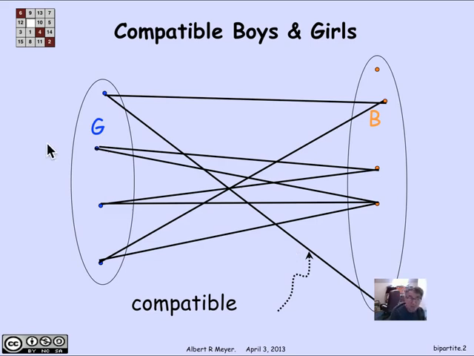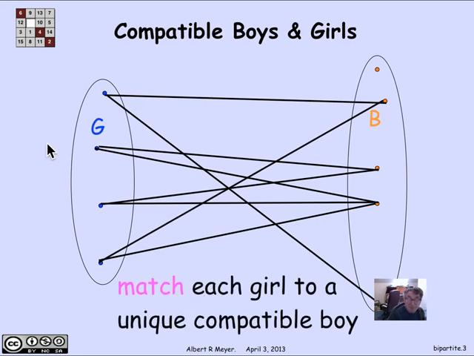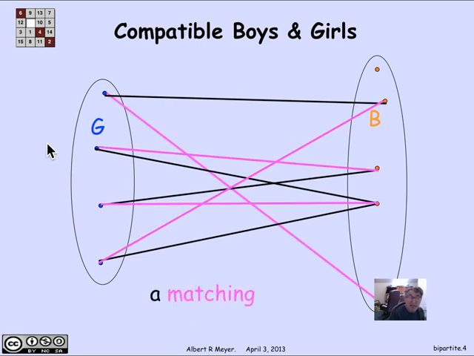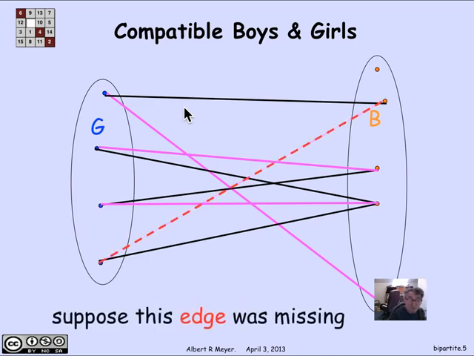And what we're trying to accomplish is getting all of the girls matched with a unique boy. Match each girl to a unique compatible boy. So there's an example of a match where there's one highlighted magenta edge out of each girl, and they go to different boys. So we want a bijection from the girls to the boys that follows edges.